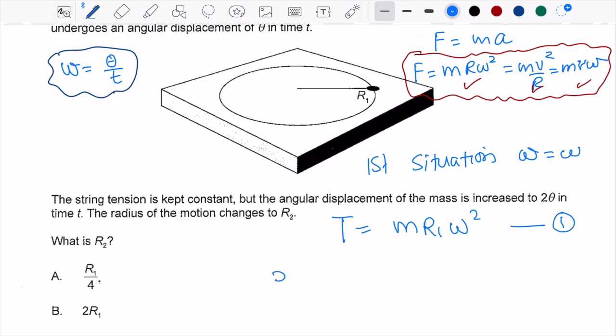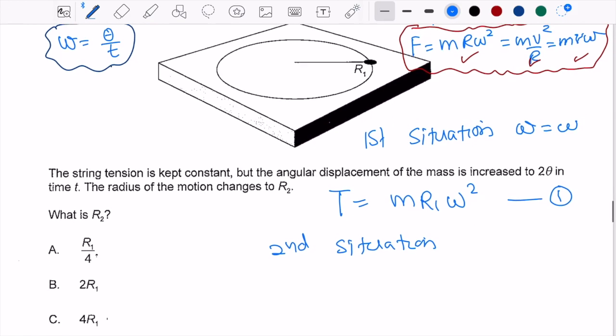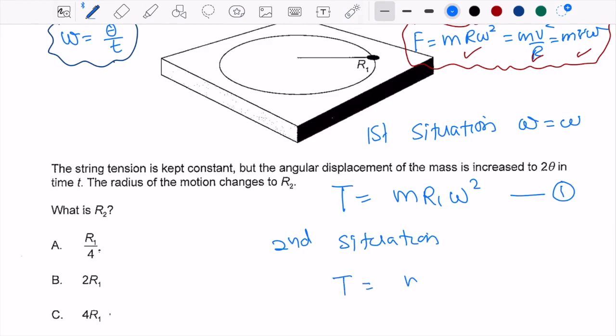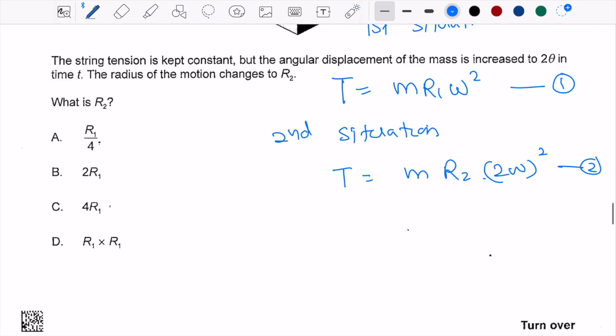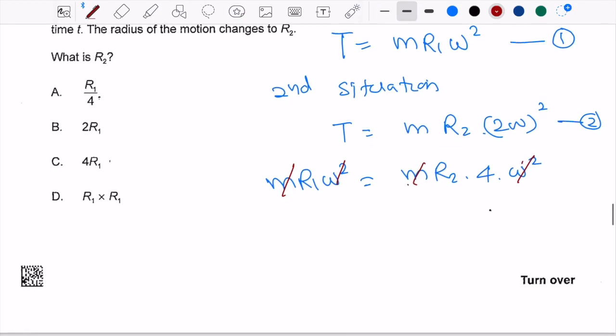Second situation, tension does not change. m r2, omega has become 2 omega, should be squared, right? So from these equations you can write m r1 omega squared equals m r2 times 4 omega squared. If you look at this carefully, this cancels out. From there you get r1 equals 4 r2. So r2 equals r1 over 4. Answer should be A.